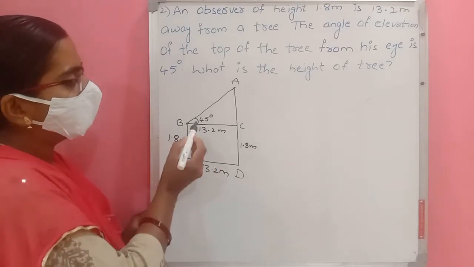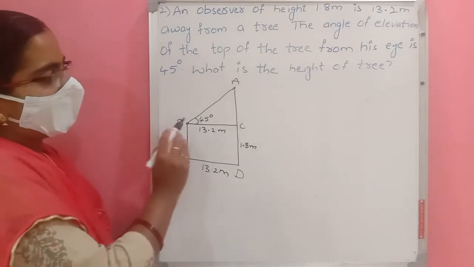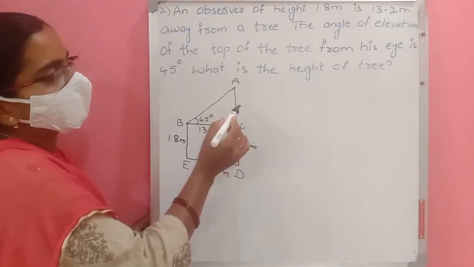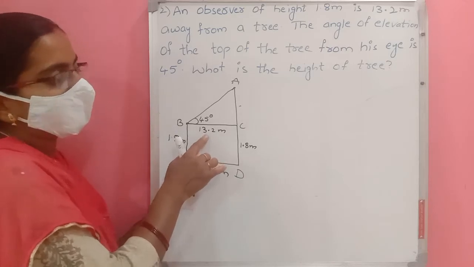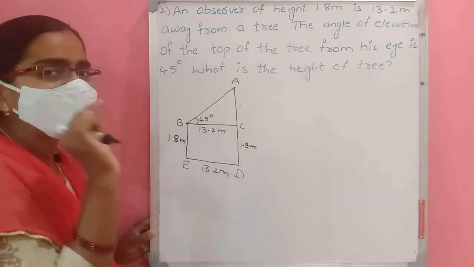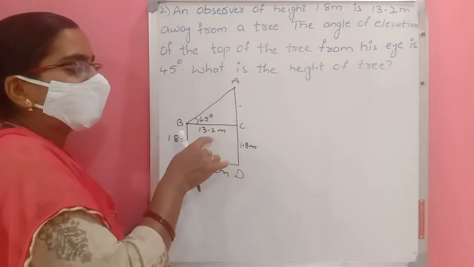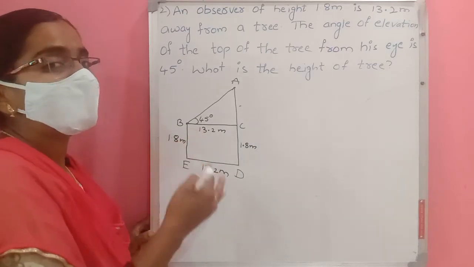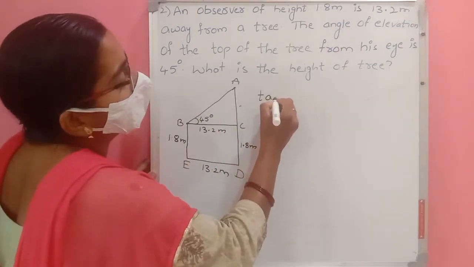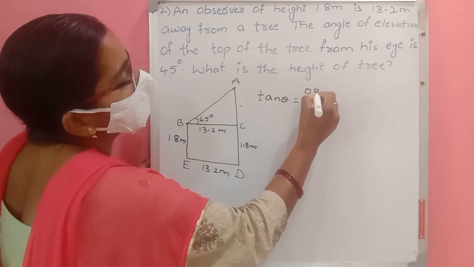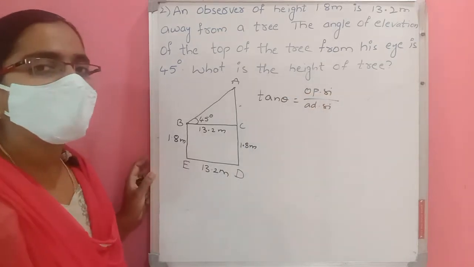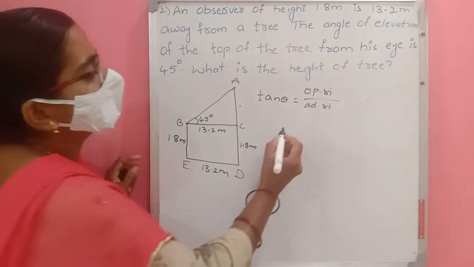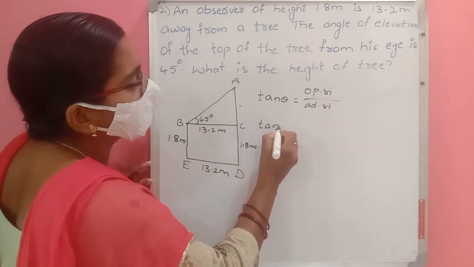So here we have an angle, and this we have to find out. This is the opposite side. Here we have the adjacent side, BC, which is 13.2. What is that? Tan theta is equal to opposite side by adjacent side. So the angle is 45 degrees.